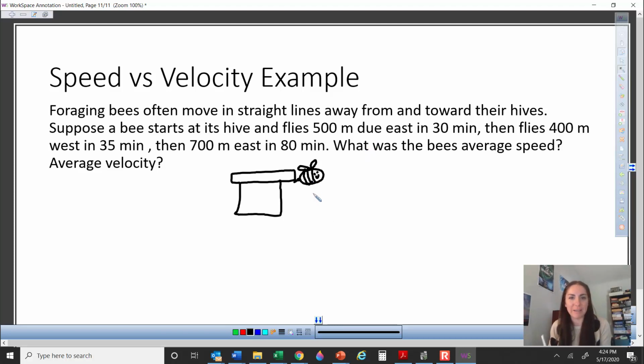He starts at the hive, and he goes 500 meters east. So first of all, I'm such a visual person. I could not solve this without looking at pictures. I'm going to tell you that right away. I think it's just much clearer when you have it as a visual. So I highly recommend drawing a picture.